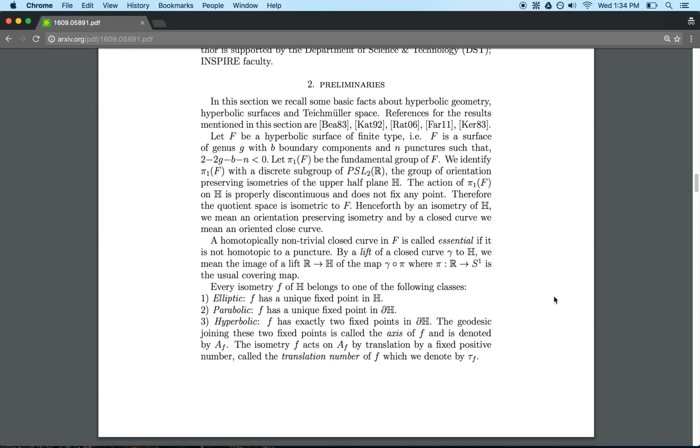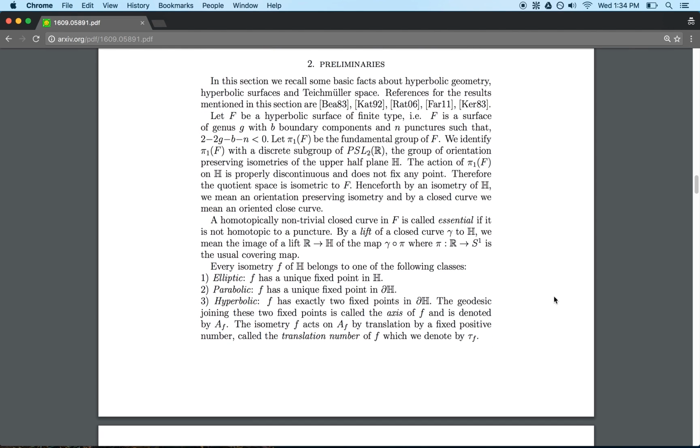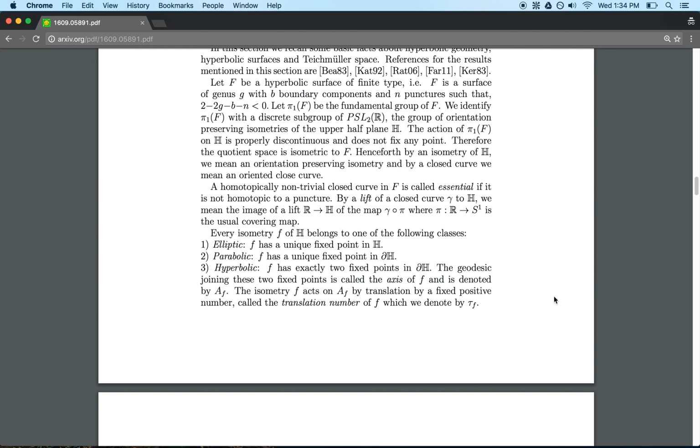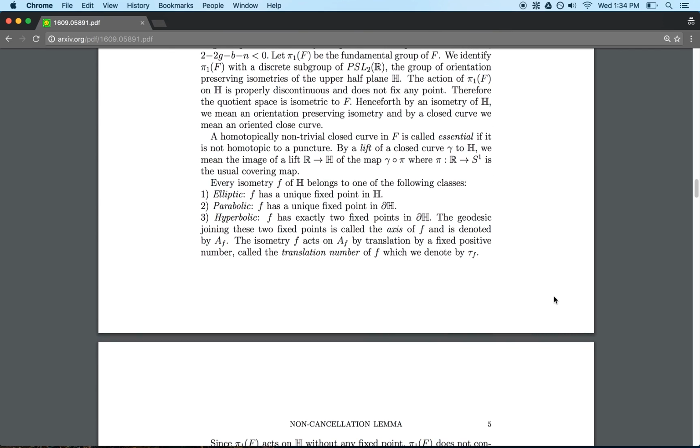A homotopically non-trivial closed curve in F is called essential if it is not homotopic to a puncture. By a lift of a closed curve gamma to H, we mean the image of the lift of gamma composed with pi, where pi is the usual covering map from the real numbers onto the circle. Every isometry f of H belongs to one of the following classes. Elliptic: f has a unique fixed point in H. Parabolic: f has a unique fixed point in the boundary of H. Hyperbolic: f has exactly 2 fixed points in the boundary of H.